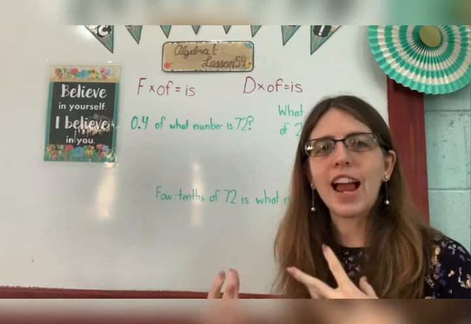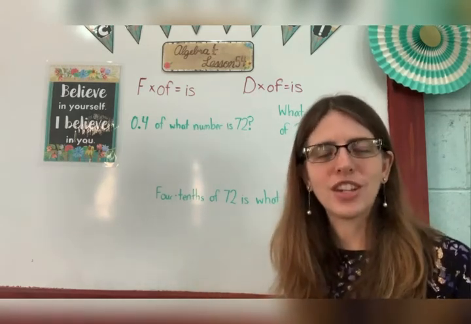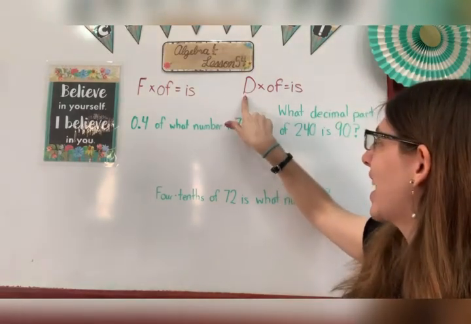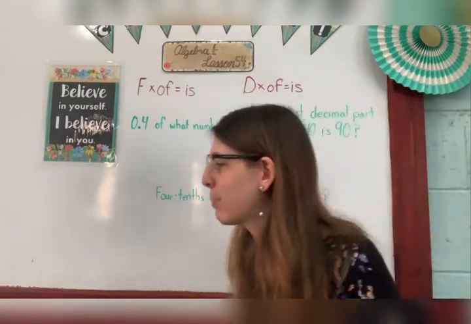So since fractions and decimals are related, we can use the same exact equation with a decimal. So instead of fraction, I say decimal times of equals is. So let's put that into practice.